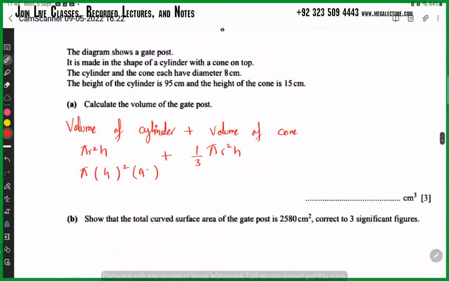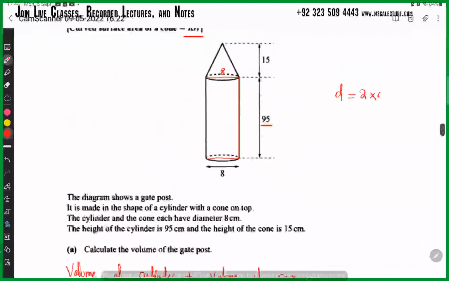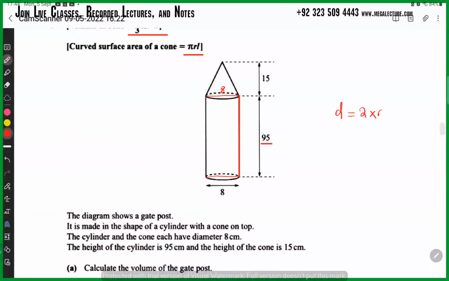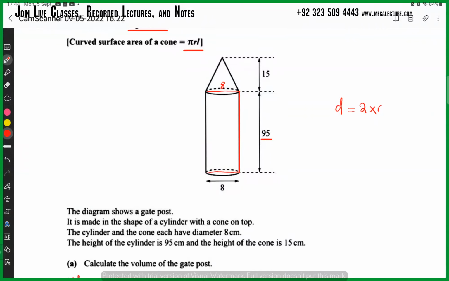Now I want other students to participate as well. Urva, Noor, Moiz, Taha, Abdullah, please participate as well. Yes, what is the radius of this cone? 4. Very good. Well done. Excellent.